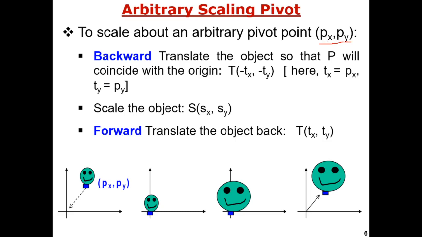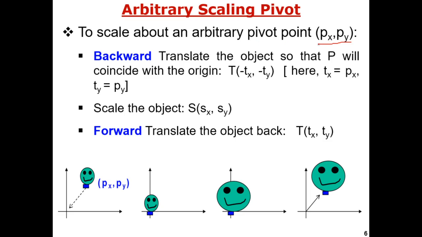Based on the values of px and py, this arbitrary point can be anything. You can select any vertex as a fixed point or arbitrary point. You can select any other point outside the figure or inside the figure. Based on that point, the figure is enlarged or decreased. So if you apply this pivot point, you prevent the undesirable situation.